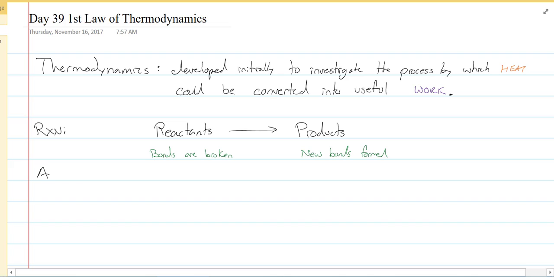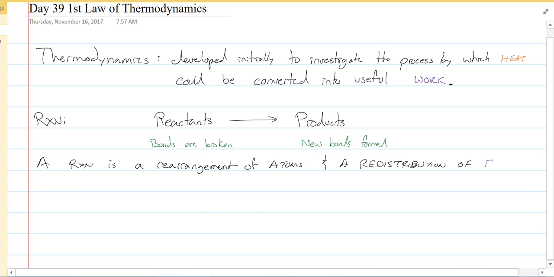And so a chemical reaction is a rearrangement of atoms and a redistribution of electrons. The law of conservation of mass definitely applies. So when we look at heat to work, we're typically looking at a reaction that produces heat. We'll dive into that later.